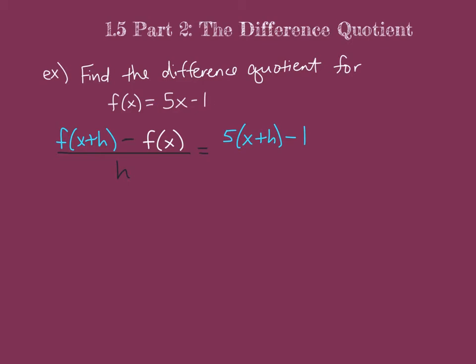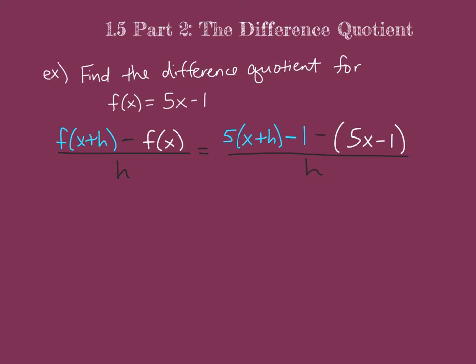Then we're going to be subtracting f of x. Well, what is f of x? F of x is the original function. Here it is. It's 5x minus 1. Now we're subtracting something. It has more than one term. We need parentheses around it. So we're subtracting 5x minus 1 all over h. So all I've done is find f of x plus h, write down f of x, didn't need to find it, it's given, and we subtracted them all over h.